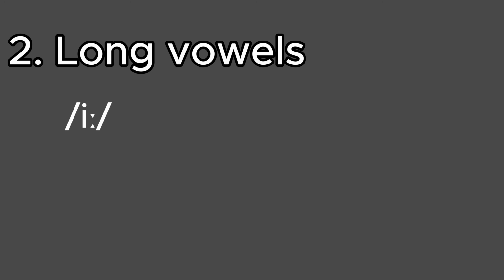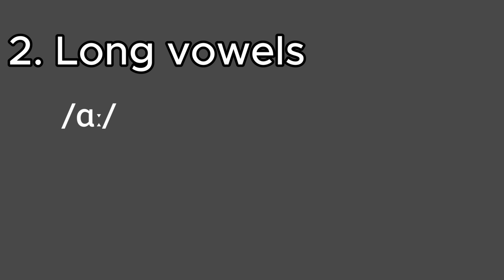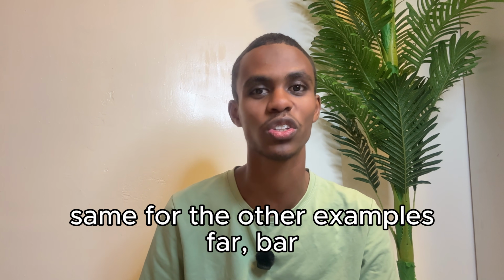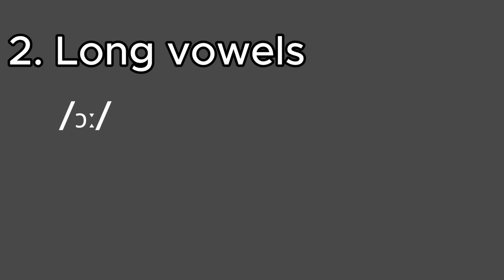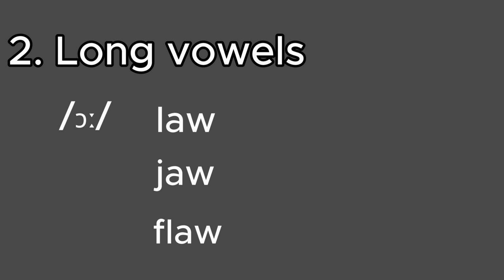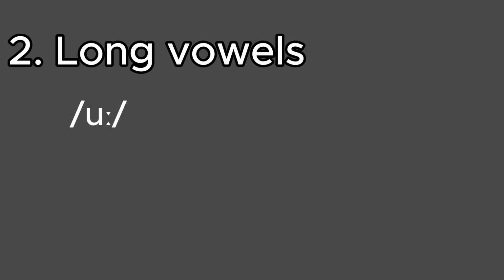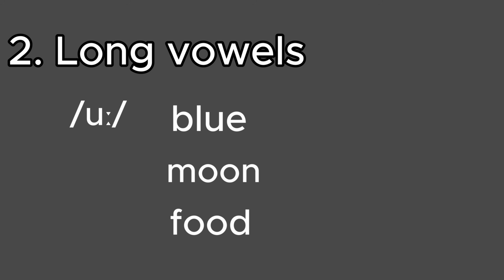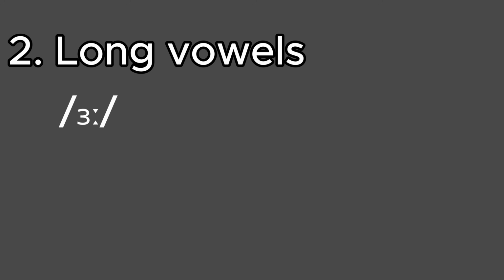Now let's go to the long vowels. We've got this sound, E, as in C. And then we got this sound R as in car. But remember, in American English, we pronounce the R, so it's car. And then we got this sound O as in law. And then we got this sound U as in blue. And then we got this sound as in bird. And that's it for long vowels. Easy, right? And then we got diphthongs.